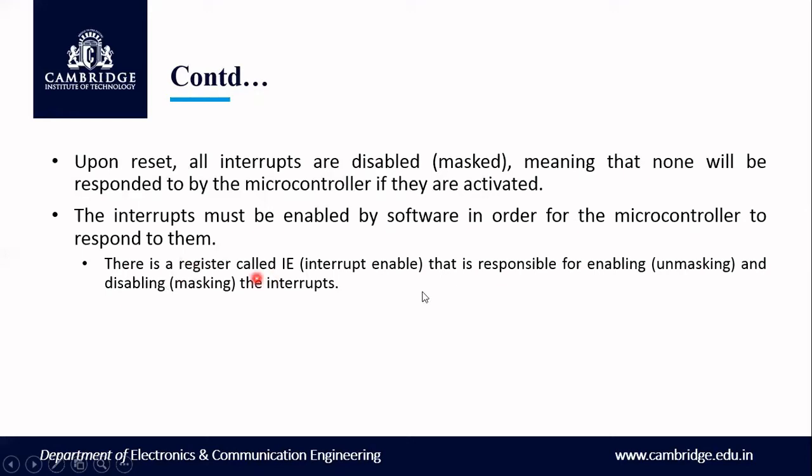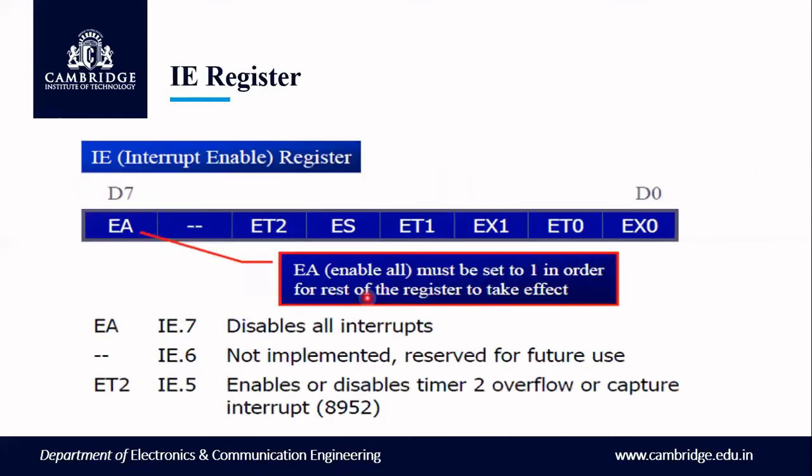There is a register called the interrupt enable register. This is very important. It is responsible for enabling and disabling the interrupt. In the previous slides we discussed that you can mask them or unmask them. Masking means you are ignoring the interrupts. So whenever you use this interrupt enable register, if you write all zeros, they will be ignored. If you set particular bits, then you will be accepting particular interrupts.